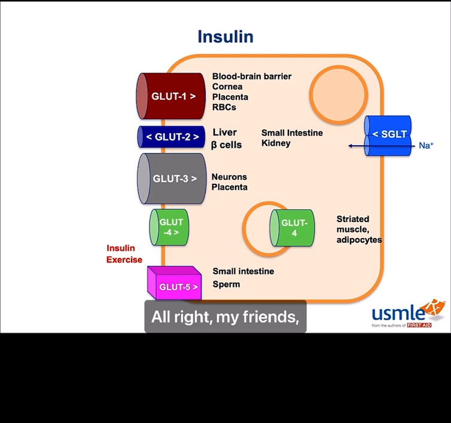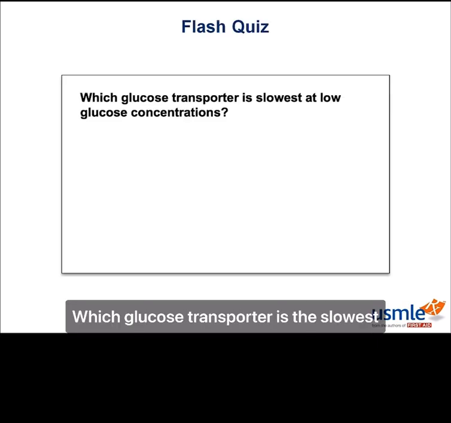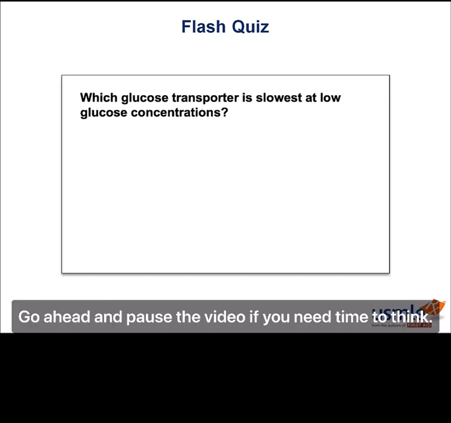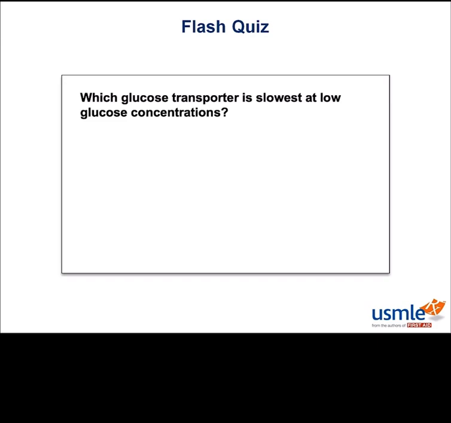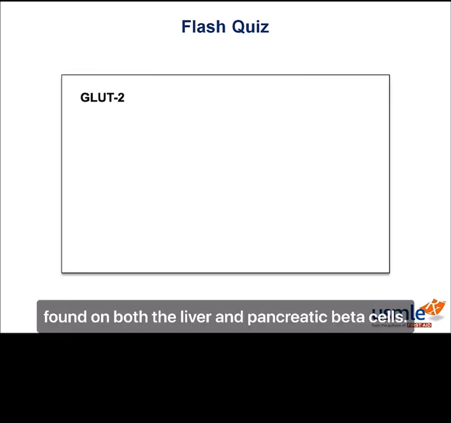Alright, my friends. That's a lot of information on insulin, and nearly all of it's important, so I think it's time for a flash quiz. We'll keep this quick. Which glucose transporter is the slowest at low glucose concentrations? Go ahead and pause the video if you need time to think. And the answer is the GLUT2 transporter, found on both the liver and pancreatic beta cells.